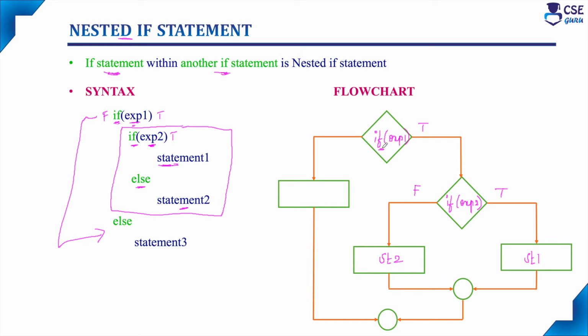And suppose the outer if condition fails, the inner if statement will not execute and control will be transferred to the else part and it will execute statement 3. So if the outer if condition, that is expression 1, failed, it will execute statement 3 and control will be transferred to the next statement in the C code. So only when the outer if condition is true will the inner if statement execute. If this is false, it will go and execute the else part. So this is the syntax and flowchart for the nested if statement.